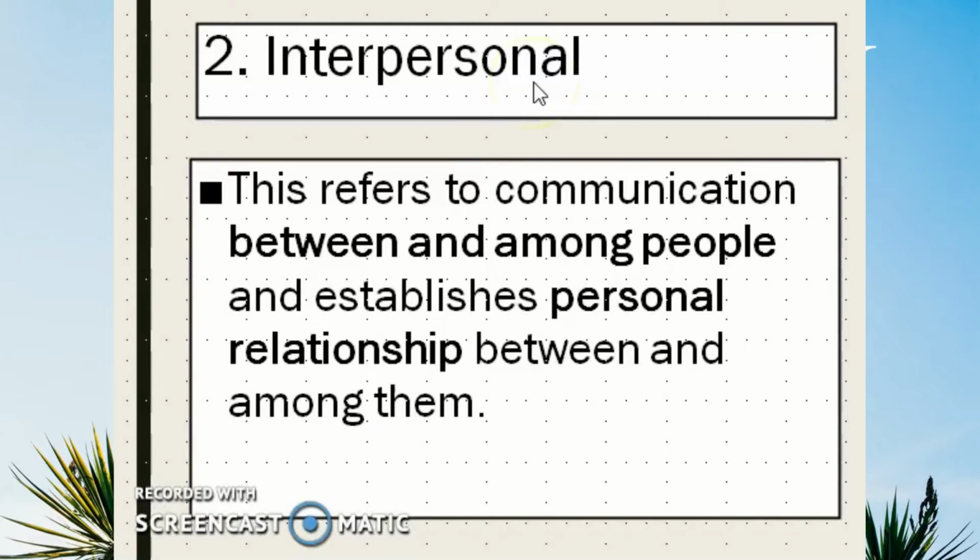The next type of speech context is interpersonal. Unlike intrapersonal, it refers to a communication between two or more people, and it establishes personal relationship because you can gain friends if you are doing this kind of conversation, like when you are talking to your best friend, when you are talking inside the classroom, when you are having your speeches. Those are examples of interpersonal communication.